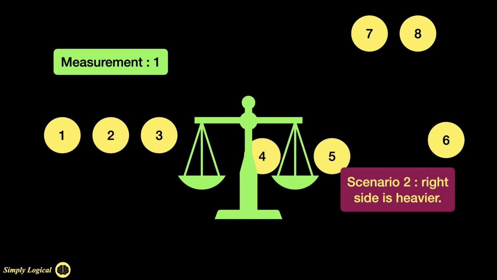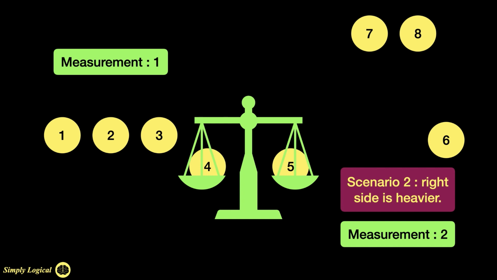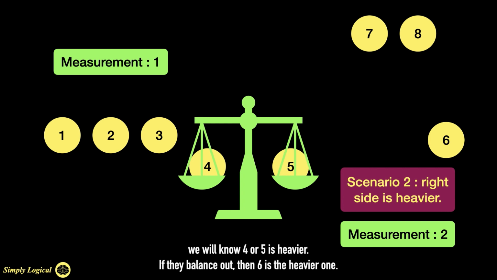If the right side is heavier, then we know that either 4, 5 or 6 is the heavier ball. Now in the second measurement, weigh 4 on the left and 5 on the right. By doing this, we will know if 4 or 5 is heavier. If they balance out, then 6 is the heavier one. Thus, the heavier ball is identified by exactly two measurements in scenario 2.